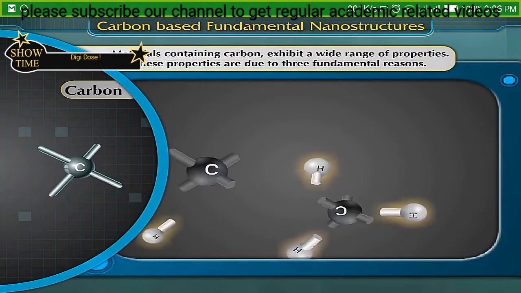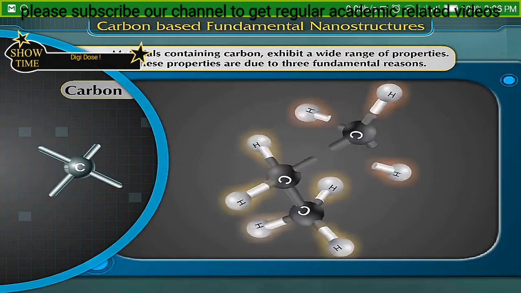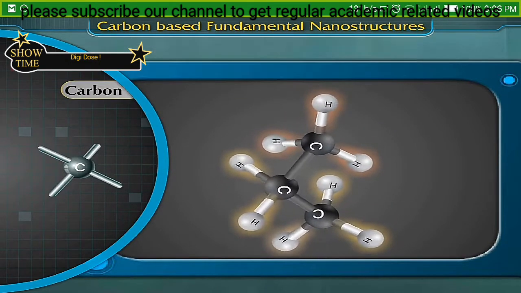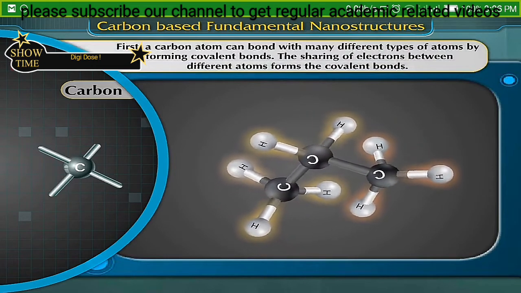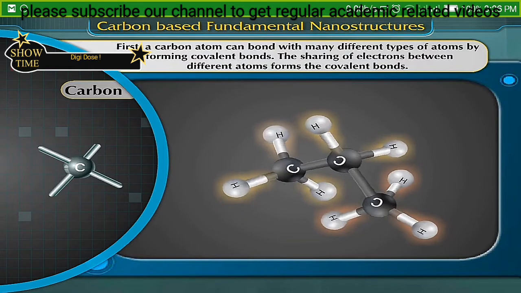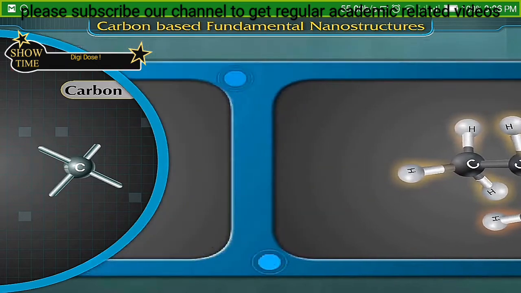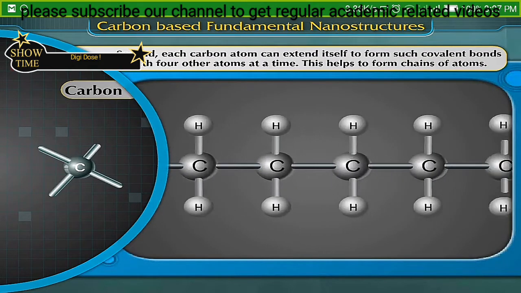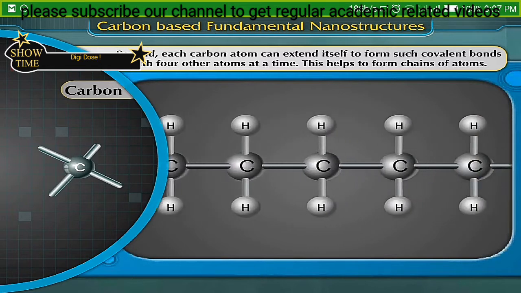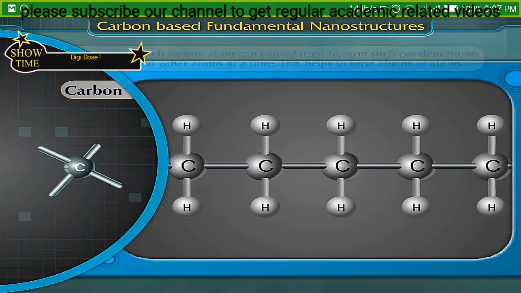Materials containing carbon exhibit a wide range of properties. These properties are due to three fundamental reasons. First, a carbon atom can bond with many different types of atoms by forming covalent bonds. The sharing of electrons between different atoms forms the covalent bonds. Second, each carbon atom can extend itself to form such covalent bonds with 4 other atoms at a time. This helps to form chains of atoms.